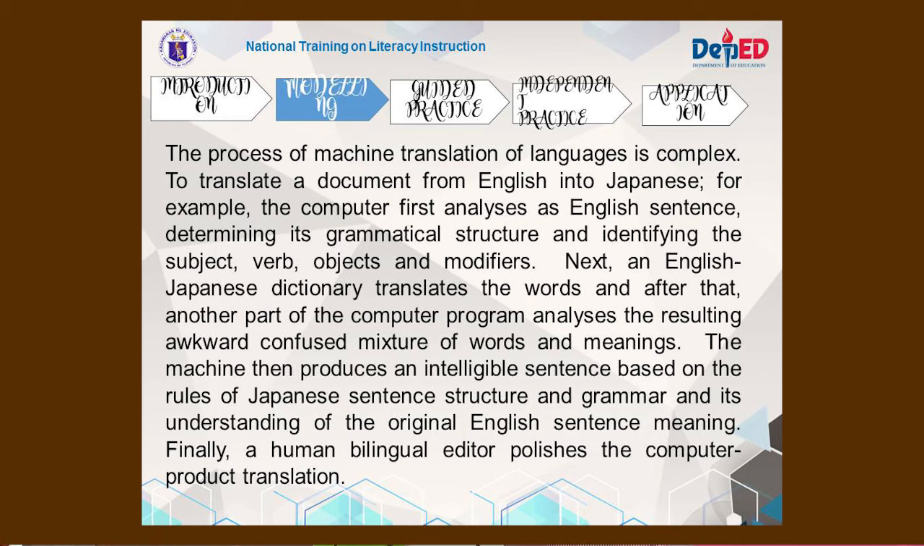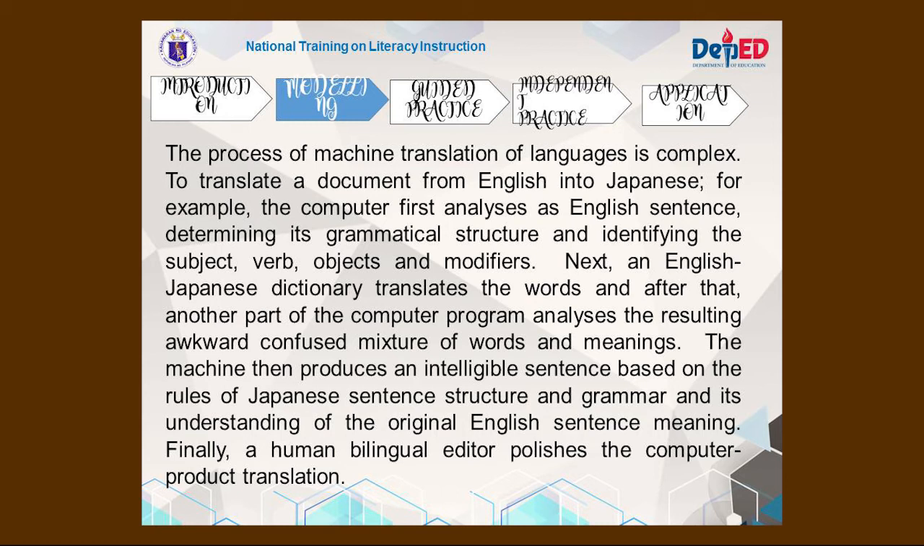Let me read. "The process of machine translation of languages is complex. To translate a document from English into Japanese, for example, the computer first analyzes an English sentence, determining its grammatical structure and identifying the subject, verb, objects, and modifiers. Next, an English-Japanese dictionary translates the words, and after that, another part of the computer program analyzes the resulting awkward, confused mixture of words and meanings.